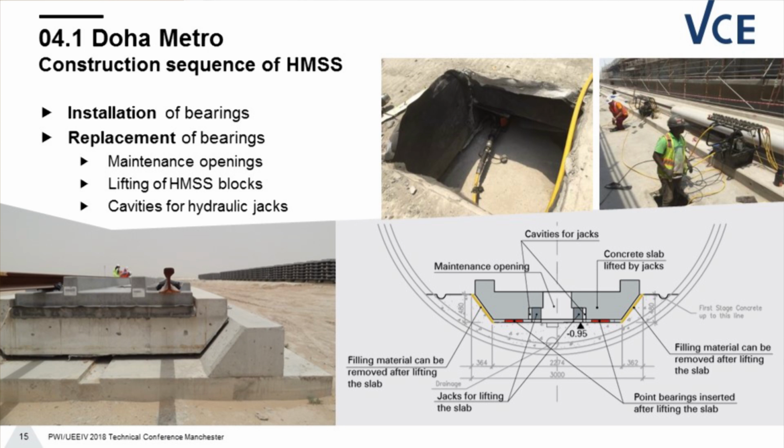So we decided to include a separation layer here between the first stage concrete and the future mass block, to cast in situ this concrete block and to provide some cavities for jacks. Once the concrete is cured, we placed these jacks, we lifted the entire block, and we managed to place the bearings. Also, one of the requirements by Qatar Rail was to have a replaceability concept for these bearings.